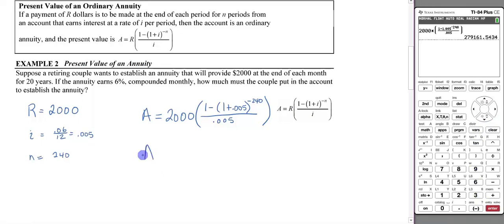And so the annuity needs to be $279,161.54. And that will give them an annuity that provides that $2,000 at the end of each month for 20 years.